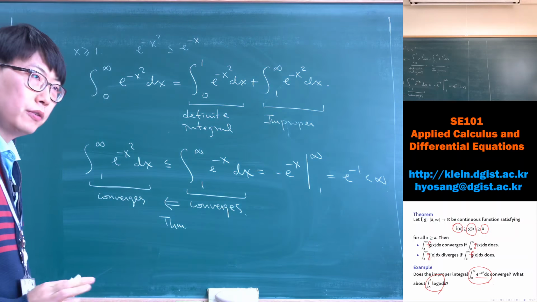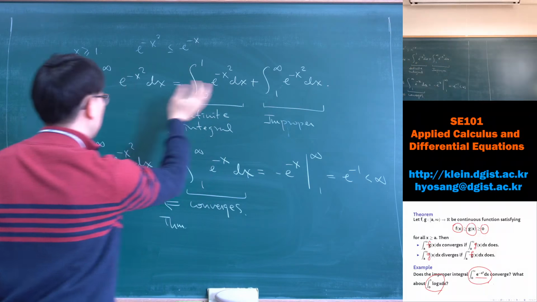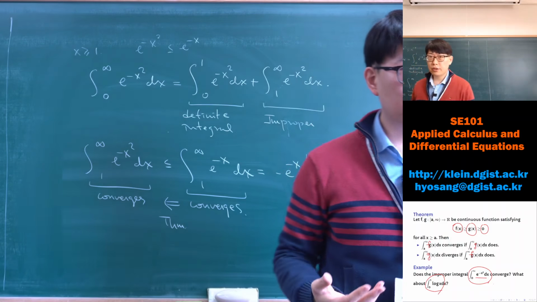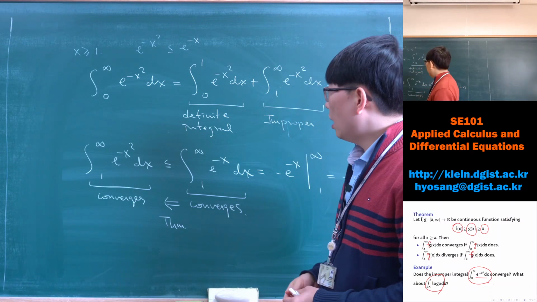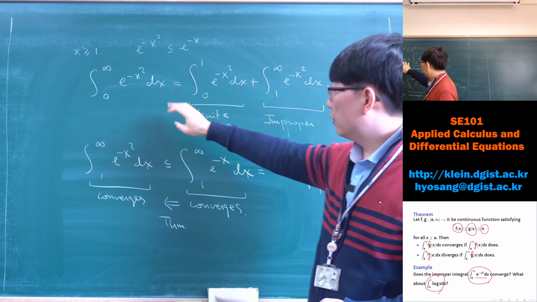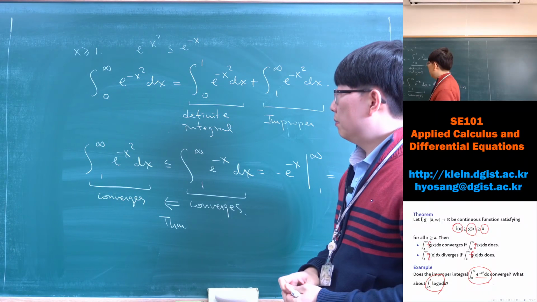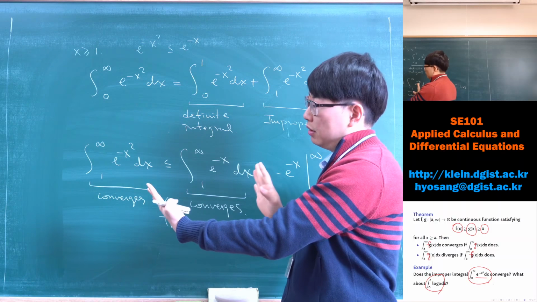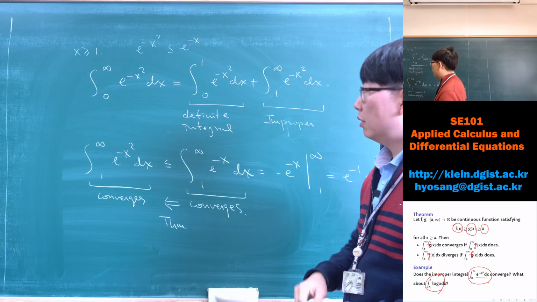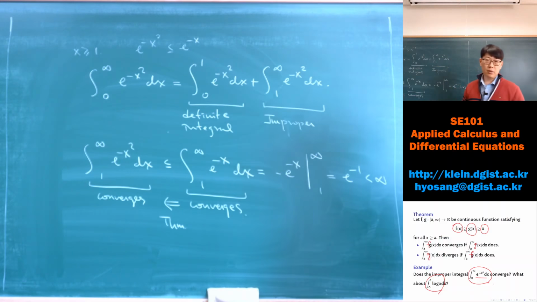Okay? So what's the conclusion? This part converges, therefore this integral converges. So when you're looking at the convergence and divergence of an improper integral, you only need to take the tail of the integral. If integrating the first few domain is hard, then you just take that part away and look at the tail of the domain of integration.